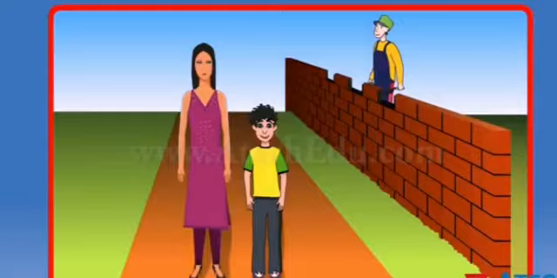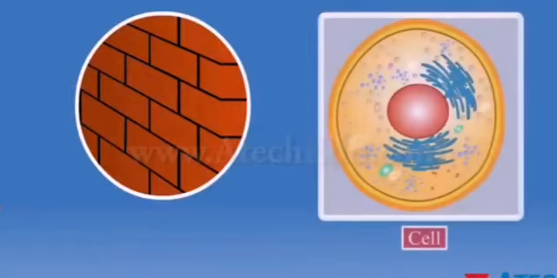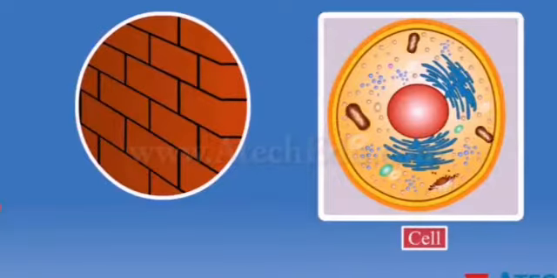Students, what is the title of the lesson? Cell structure and basic unit, right? Look at the man. He is building a wall with bricks. Similarly, cells are assembled to make the body of an organism. Is it clear, students? Yeah. As brick is the basic unit of this wall, similarly, cell is the basic structural and functional unit of all living organisms.